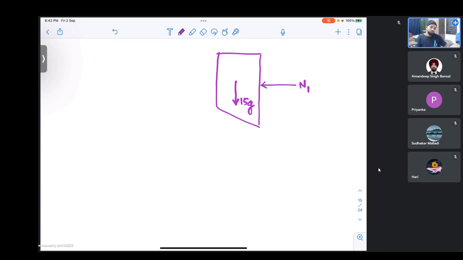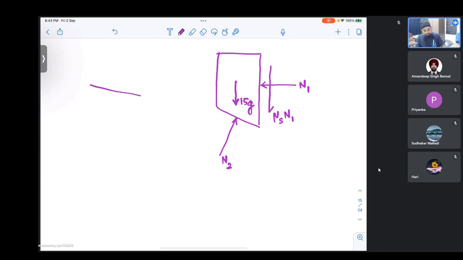Now this block is trying to move up. So friction always opposes motion. So our frictional force that is developed will be like that. And since it is moving up, or at least at the verge of it, this will be nothing but mu s into N1 at that point. Okay. Now there will be a normal force that the wedge that is driving it will apply on this. Let us call that N2.